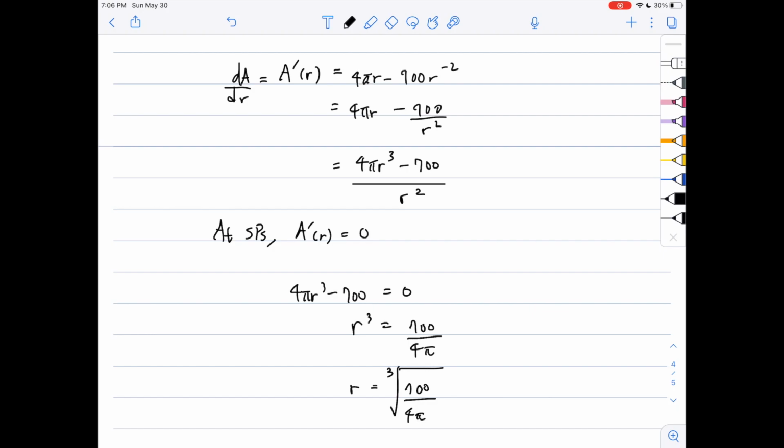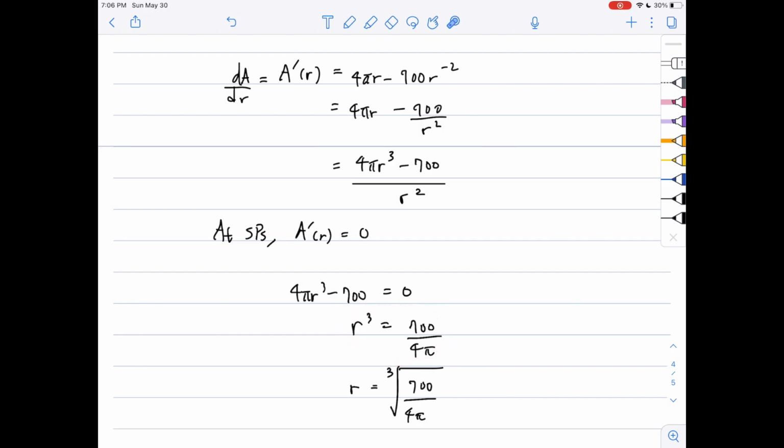I'll just make that a little bit neater. So that says 700 divided by 4 pi, and then the cube root of that. Now, it's important to realize, I know with calculus, we're only going to be dealing with real functions with real inputs and real outputs. Calculus with complex variables is way beyond the scope of HL math, but I still think it's important to remember things that you've learned in the past.